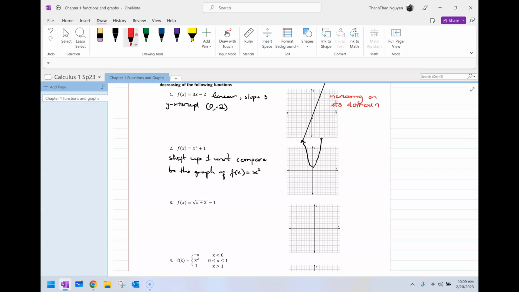And this point here is (0, 1). So the function here is increasing in the interval of 1 to infinity, and decreasing from negative infinity to 1.